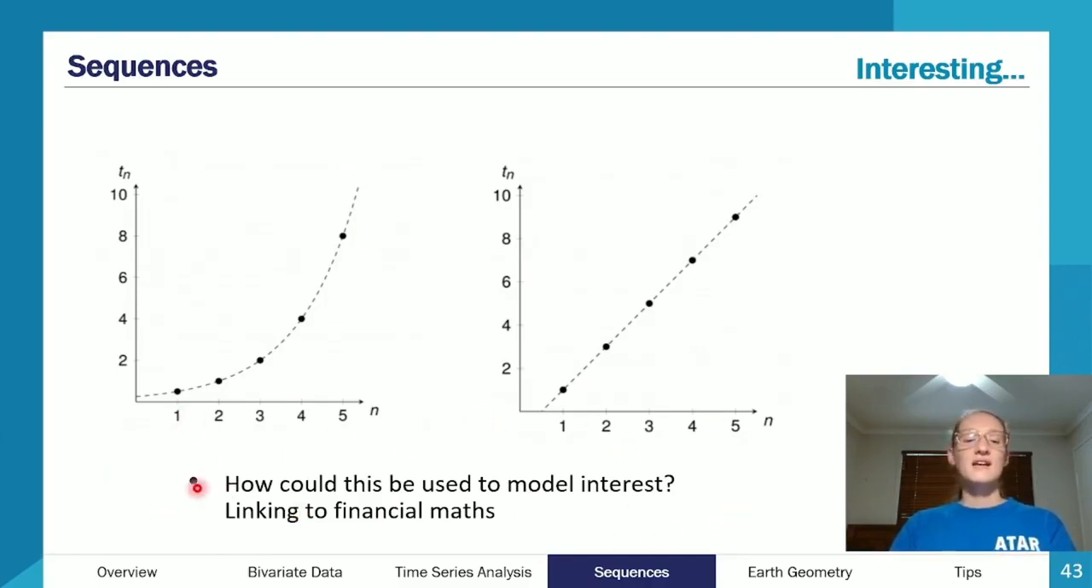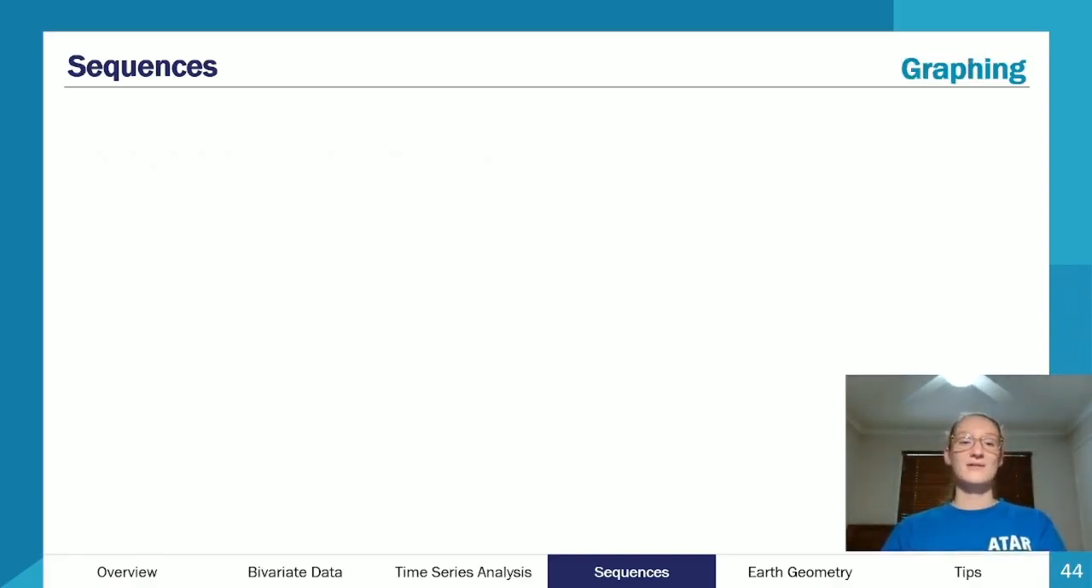And to make a link, you might not be quite up to here in Unit 4 yet, but to link it to financial maths, which one of these would model simple interest and which one of these would model compound interest? Keep in mind that in simple interest, we're adding the exact same amount of interest every time, but in compound interest, we're multiplying by a common ratio each time. So that's an interesting link between how you can model compound and simple interest using arithmetic and geometric sequences.